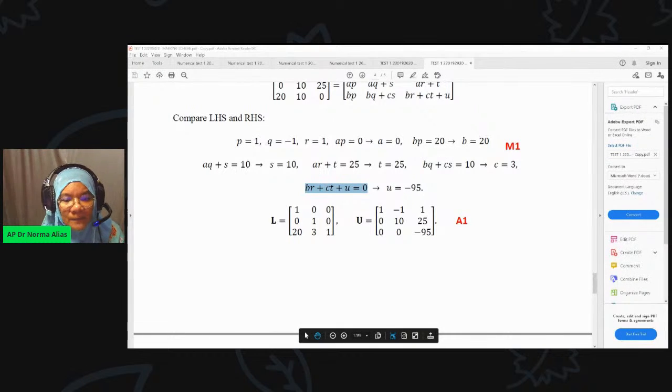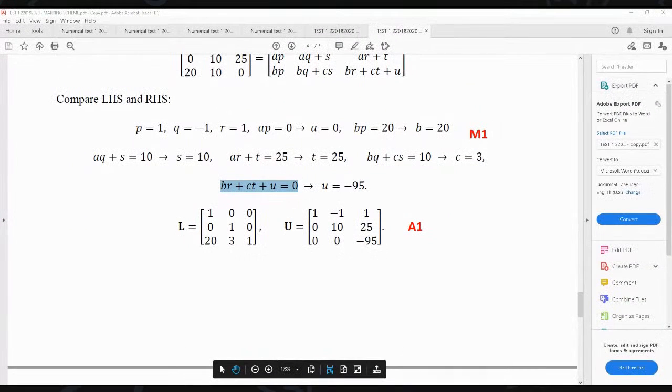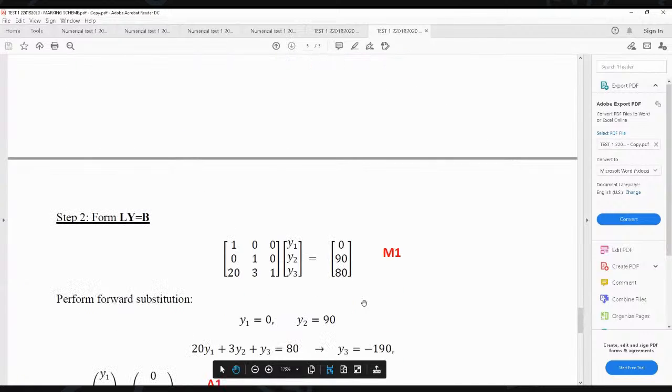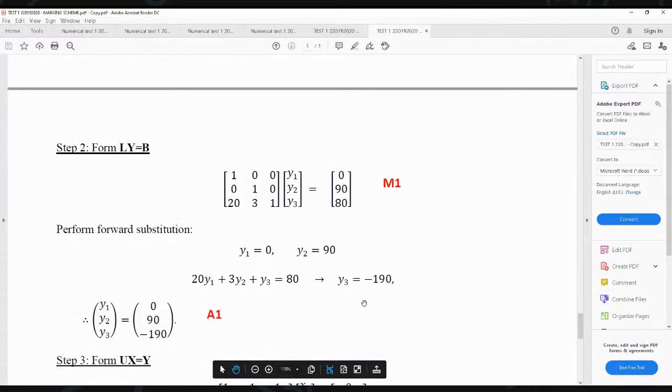All right, so now let's continue. Let's focus. Let's continue to the second step, where you use W. LW is equal to F.